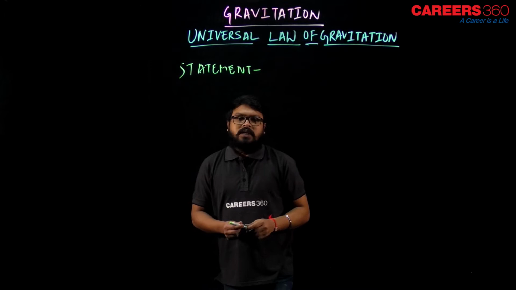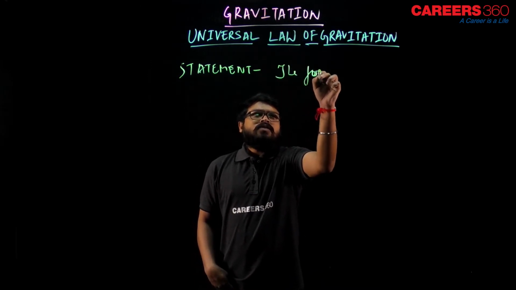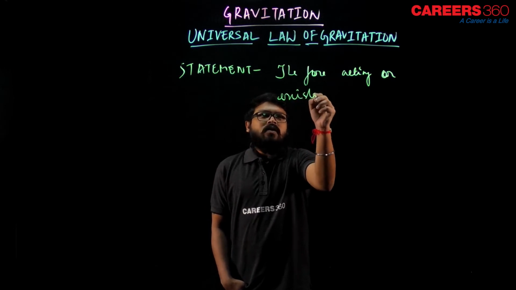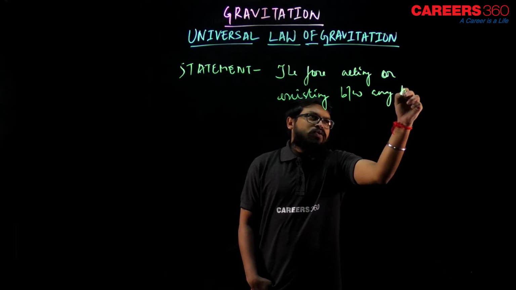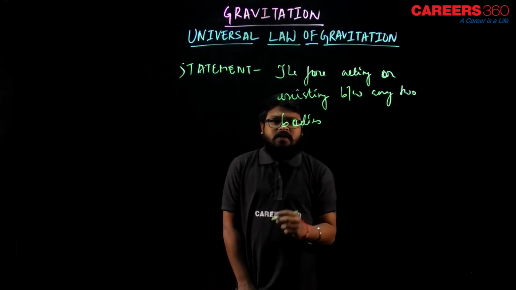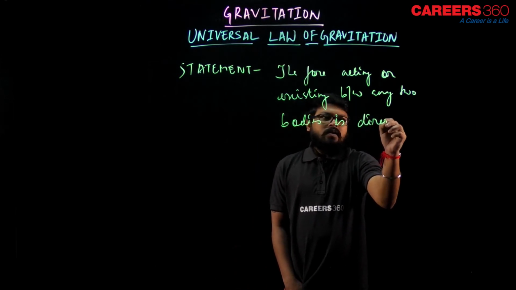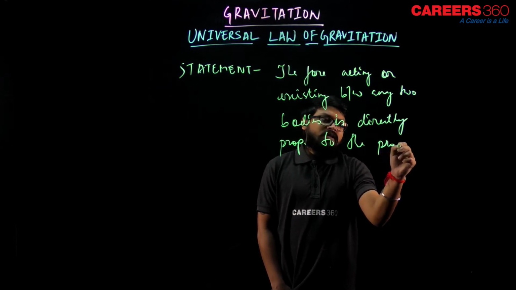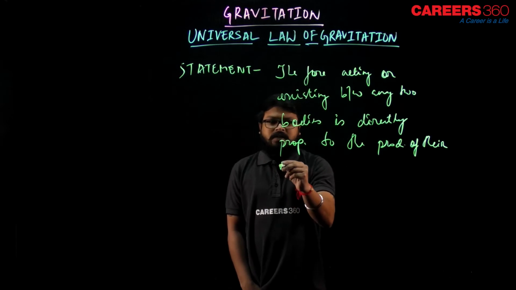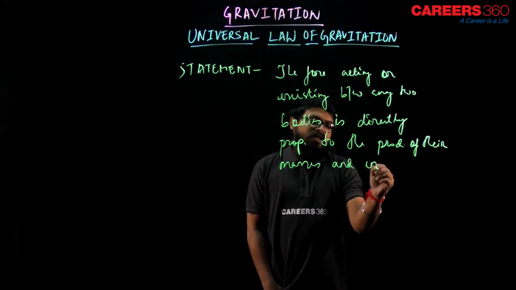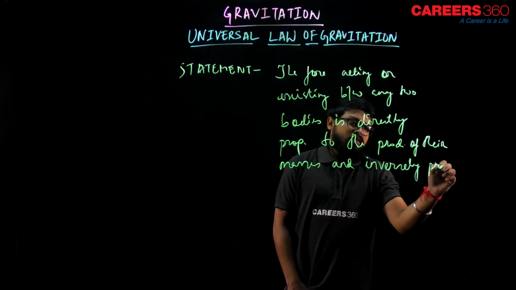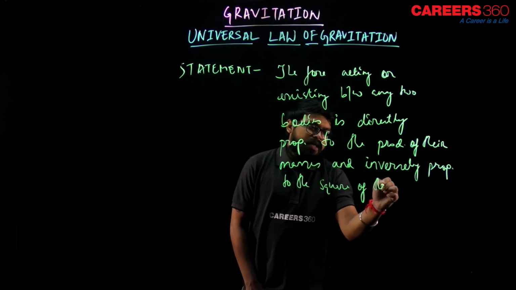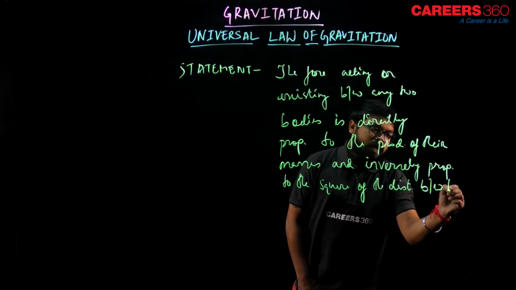The statement of this law is nothing but that the force acting or existing between any two bodies is directly proportional to the product of their masses and inversely proportional to the square of the distance between them, right?